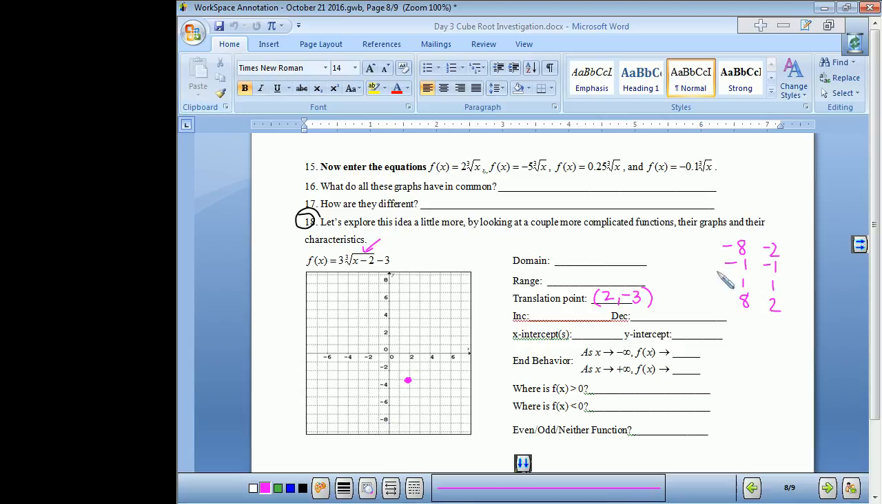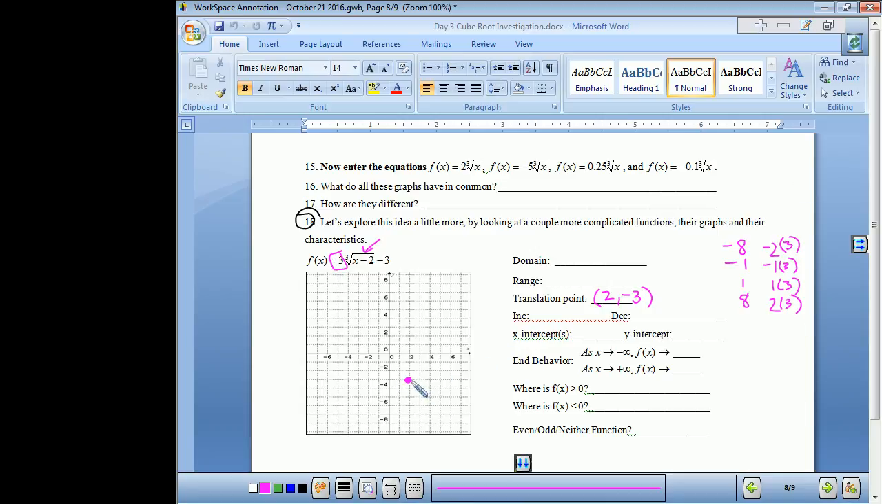Now, these are normal moves for a cubed root, but this one has a 3 out in front. So you multiply the -2, -1, 1, and 2 by 3. You are so right. You could teach this lesson. Maybe you should. That is exactly what we do. These moves get multiplied by that 3.